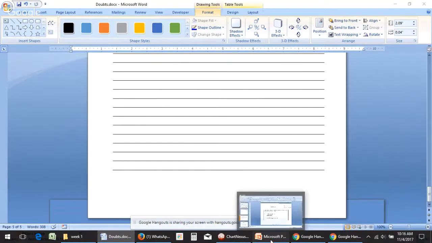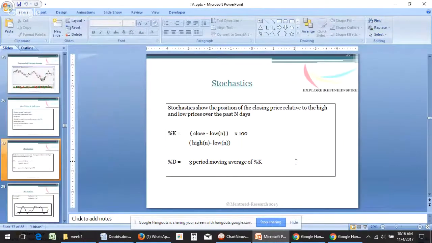For that, let me go back here. This is one of the slides from your course. Just look at the formula for what stochastics is derived from. You're looking at the close minus the low, and you're dividing it by the high minus the low. So essentially, in a nutshell, you're just looking at where the price is in comparison to where the price has been in the last n days. Okay, this n can be anything. Most people use 14, 12. It just depends on how far back you want to look. So let's assume it's 14 days.